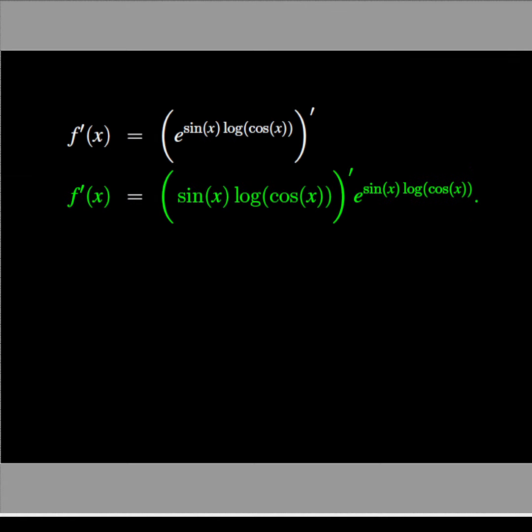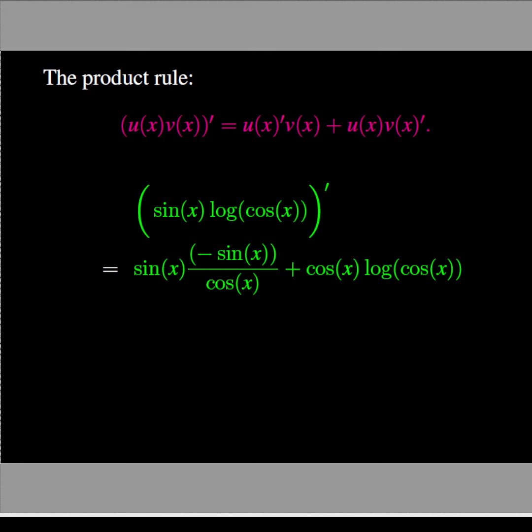Actually, using the chain rule, the derivative of f is equal to the derivative of the product sine of x times logarithm of cosine of x, times exponential of the product sine of x times the logarithm of cosine of x. Notice that, in order to find the derivative of the quantity sine of x times logarithm of cosine of x, we need to use the product rule. In this case, the derivative is sine of x times the fraction negative sine of x over cosine of x, plus cosine of x times logarithm of cosine of x.